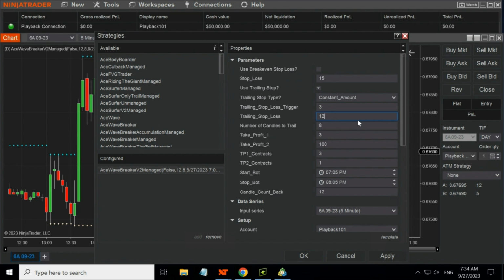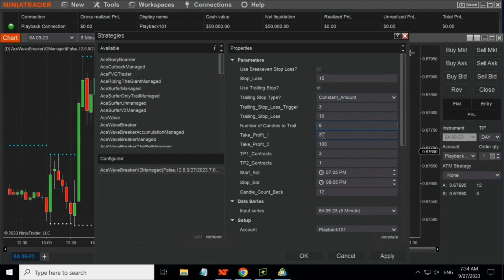We're dealing with 6A here. It's going quite slow because it's Australian Open and it's a US night time. I'm probably going to go maybe a 10. I'll keep it in the middle for now. I don't need to worry about the number of candles because that's a different type of trail, because we're using the constant amount. So I'm going to trail by 10.